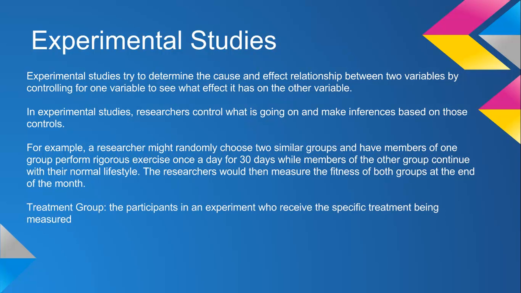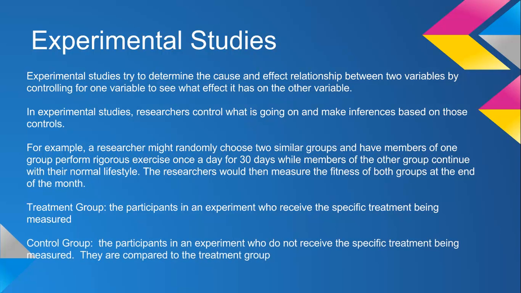The treatment group is the participants in the experiment who receive the treatment, so they would be the ones that actually do the exercise. The control group is the ones that don't receive the treatment. They're compared to the treatment group.